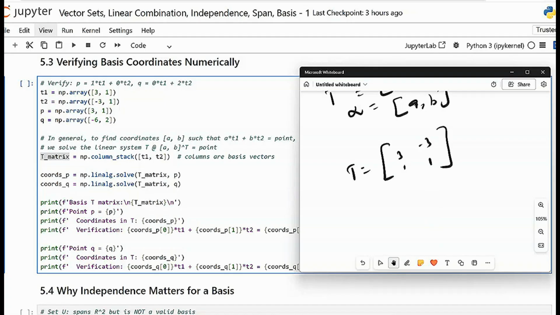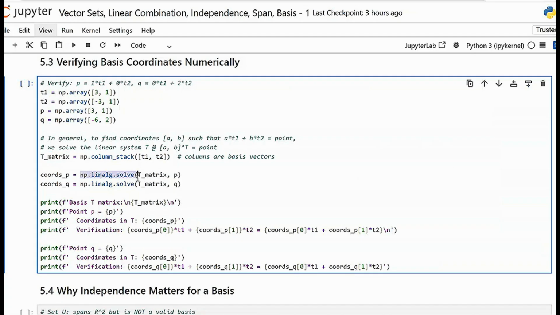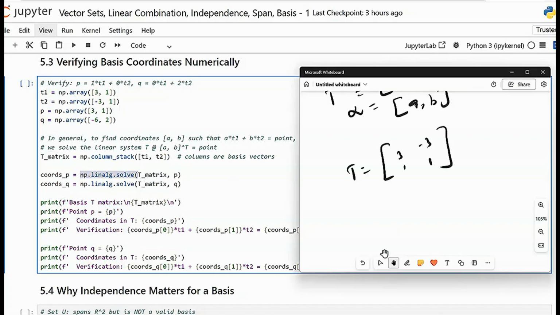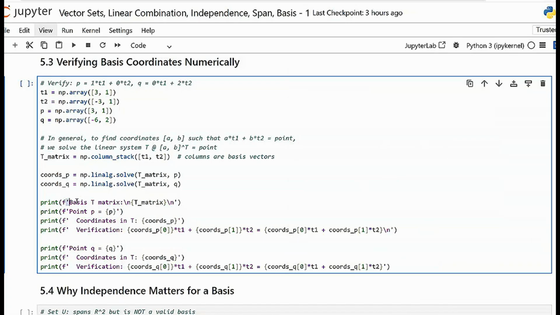And here we have observed this difference. So with NumPy linear algebra, we are going to solve it. Solving the system returns the coordinates of P in the new basis. So if we have the coordinates, it would be written like this. And the same is done for point Q also. Here we have the Q values. Now let me print the basis matrix, that is what is here.